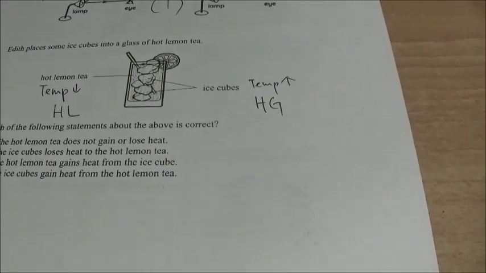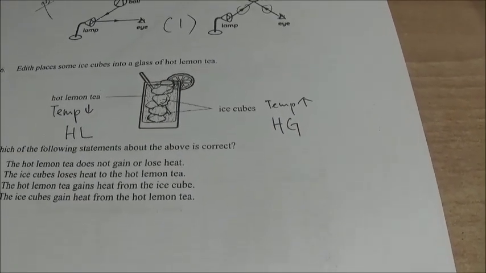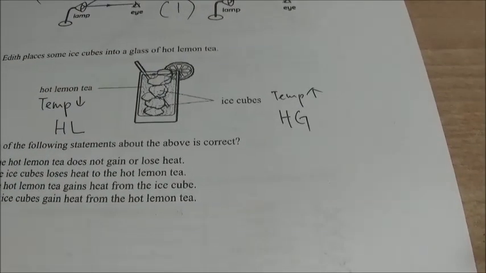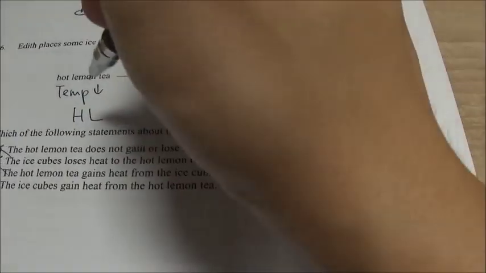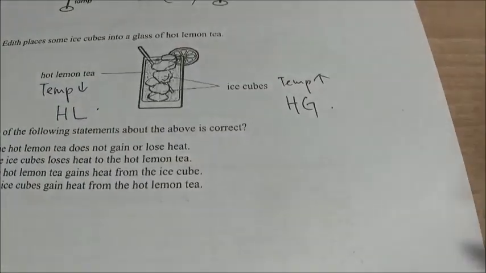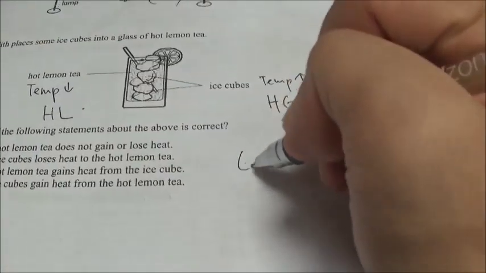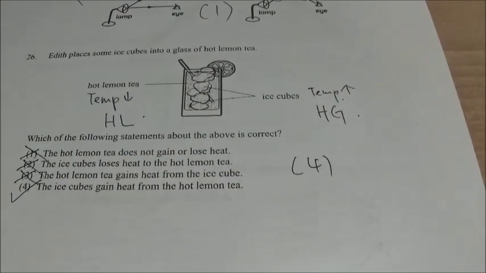Which of the statements above is correct? Hot lemon tea does not gain heat. That's wrong. Ice cube loses heat. They don't lose heat, they gain heat. Wrong. Hot lemon tea gains heat. They don't gain heat, they lose heat. Wrong. Ice cube gains heat. Yes, correct. So question 26, the answer is 4.